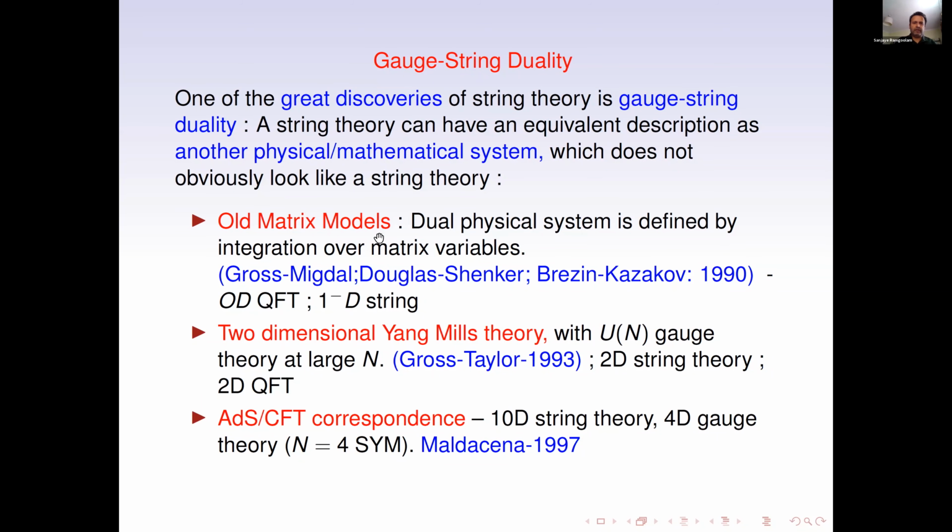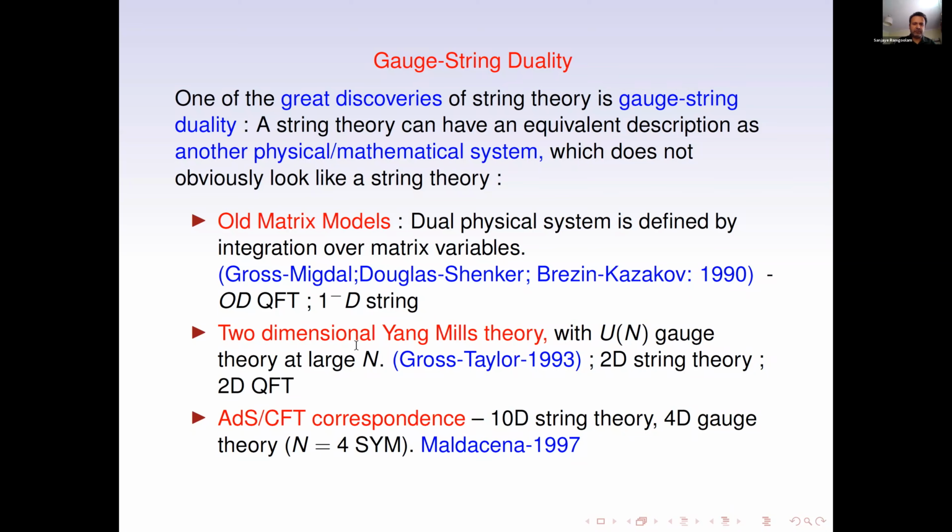So there are the old matrix models where this alternative system is just a theory defined by matrix integration. That's effectively a zero-dimensional quantum field theory. And the dual theory is one-dimensional strings, or in some sense, less than one-dimensional strings.